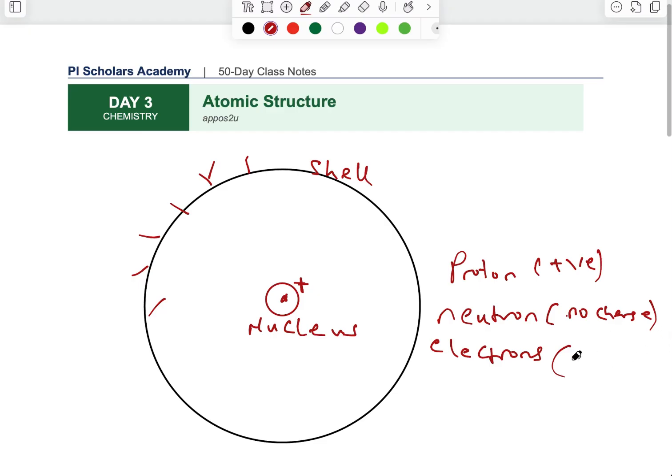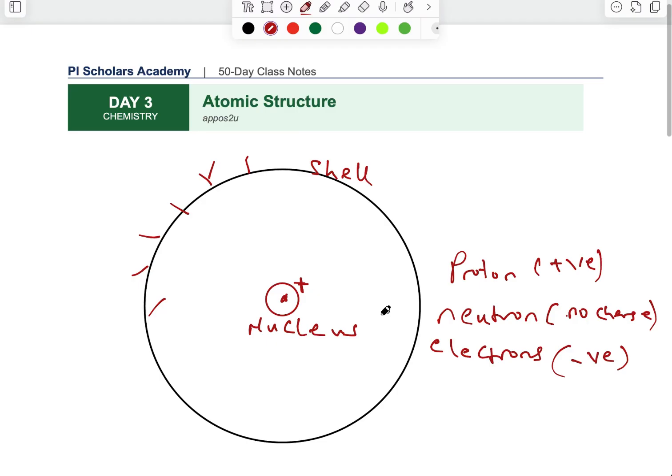These electrons are negatively charged. And like I've said, the mass of an atom is concentrated at the nucleus. So therefore, the mass of electrons is very, very negligible. So the mass of proton and neutron are the ones that actually determine the mass of an atom. So that's the first part of atomic structure.